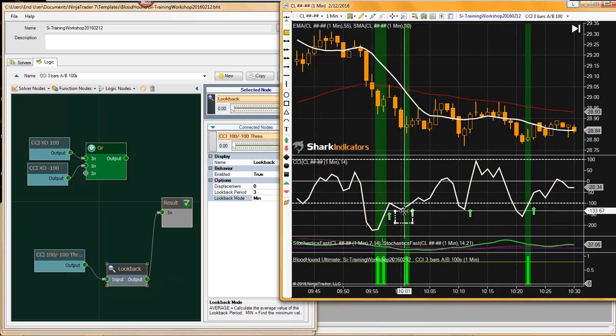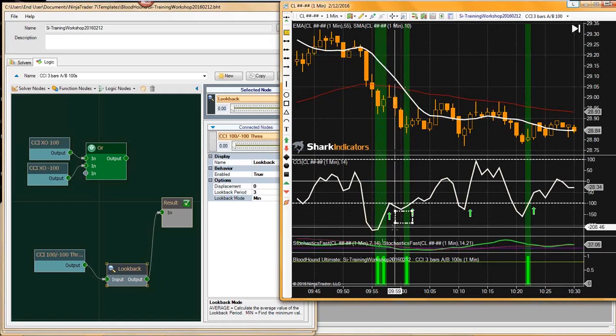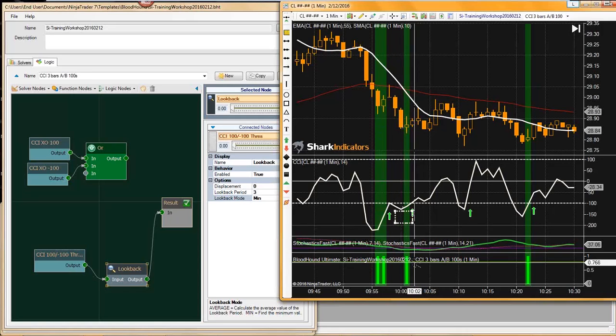And over here we only had 3 bars. The CCI was below negative 100 for 3 bars, so we get 1 long output. As long as we get a long output, that tells us that we had at least 3 bars below the negative 100.